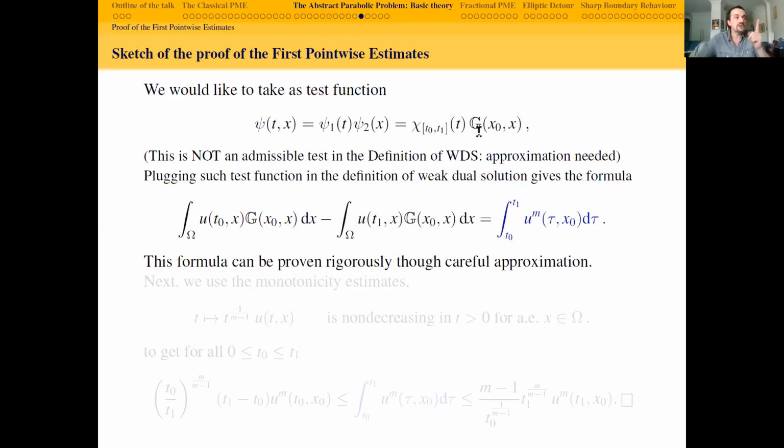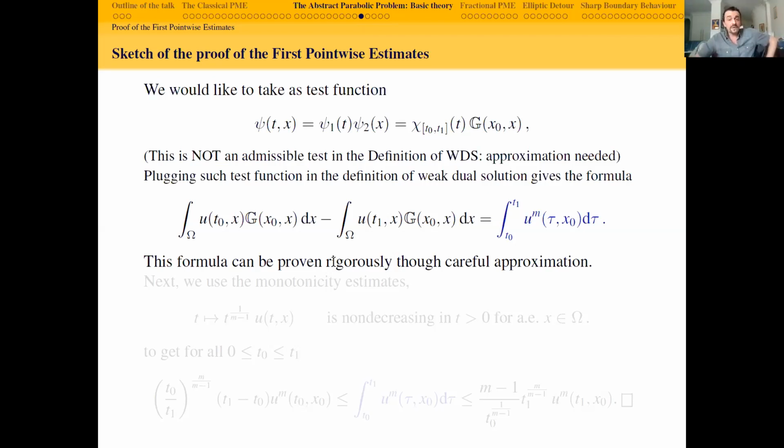Let me say that we are not the first to test with the Green function. There is previous work by Del Pino and Daskalopoulos, also Caffarelli used it, but they never used it in this way, let's say. I mean, testing with the Green function basically means computing the potential. So of course we are not the first to compute the potential of something. This is just a disclaimer.